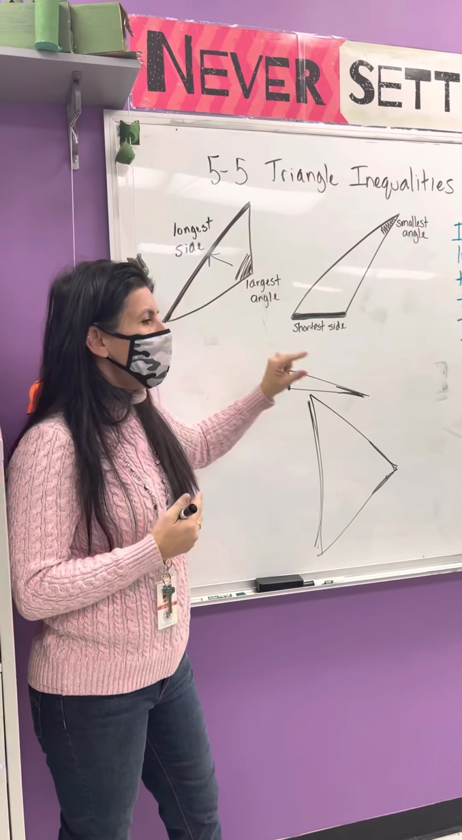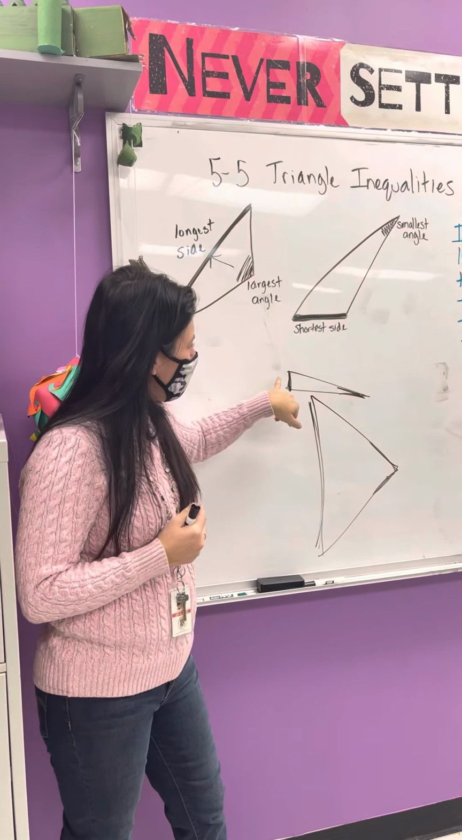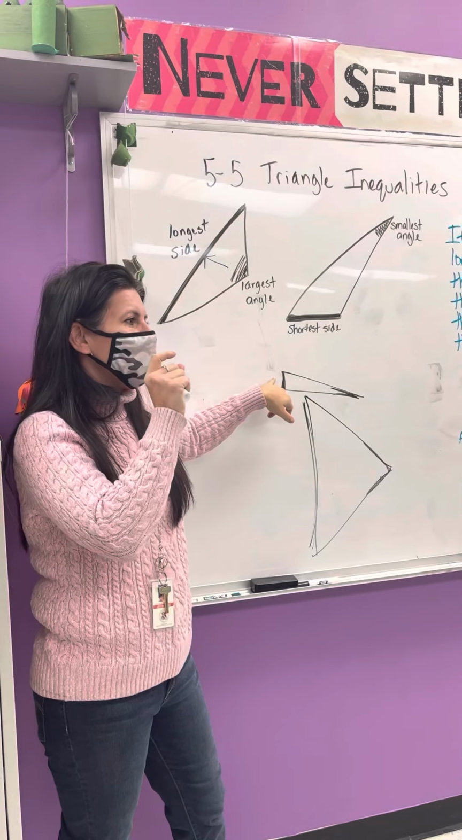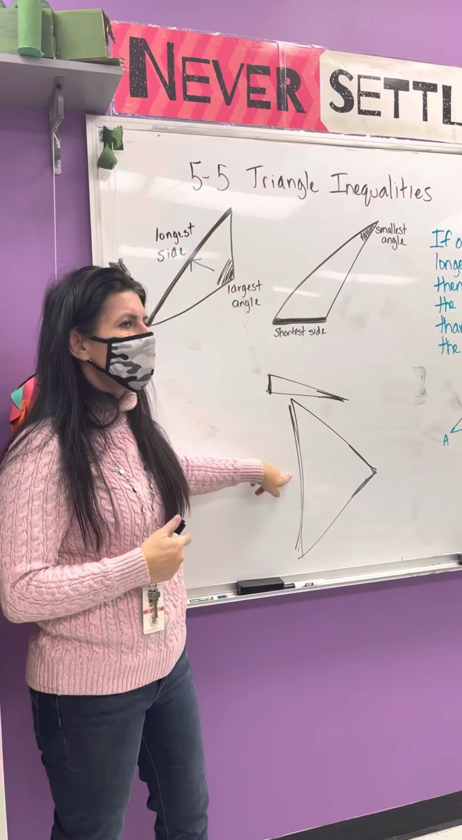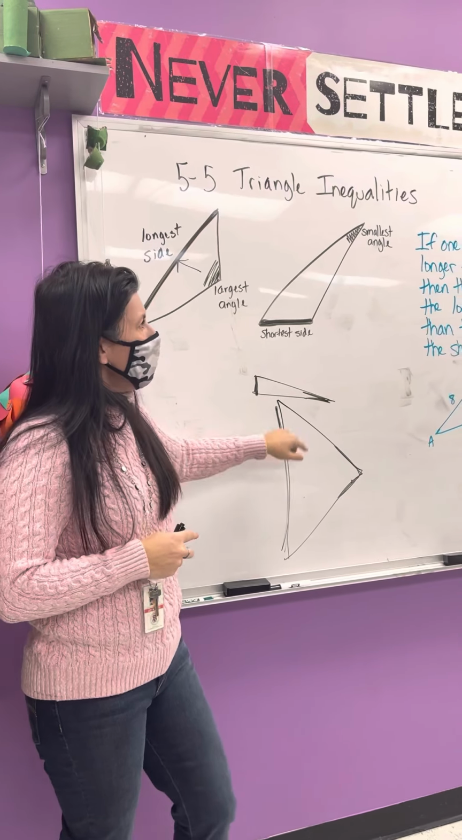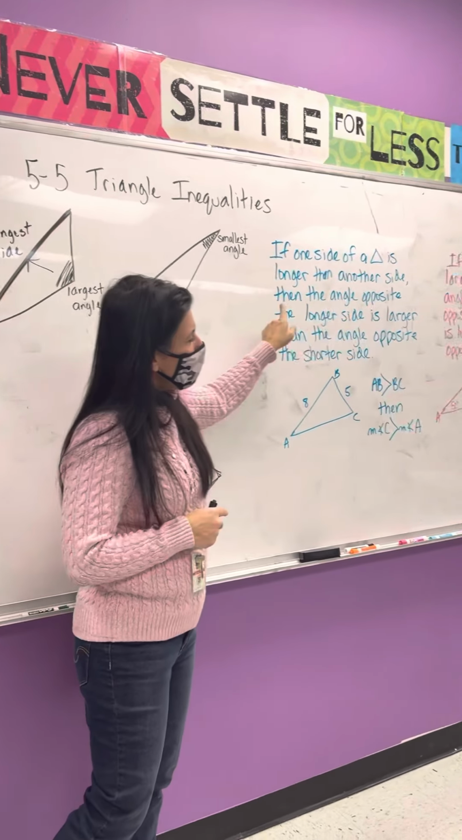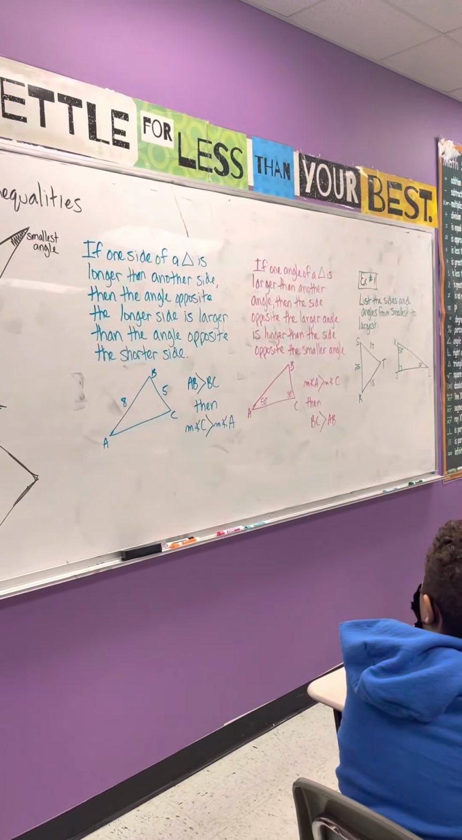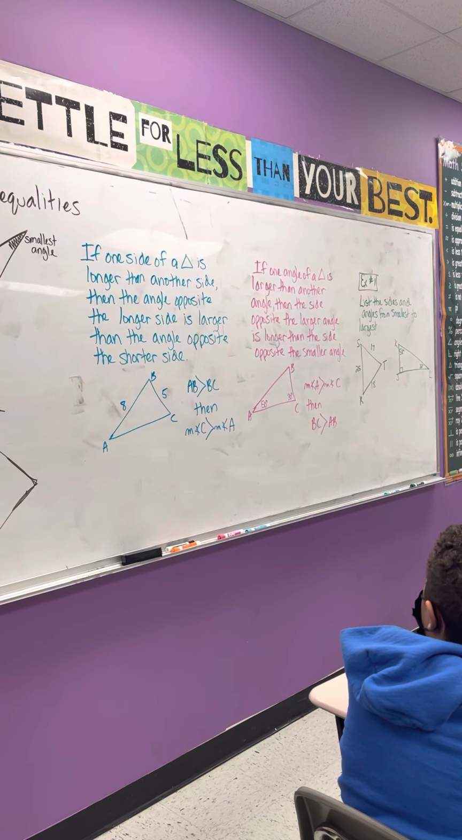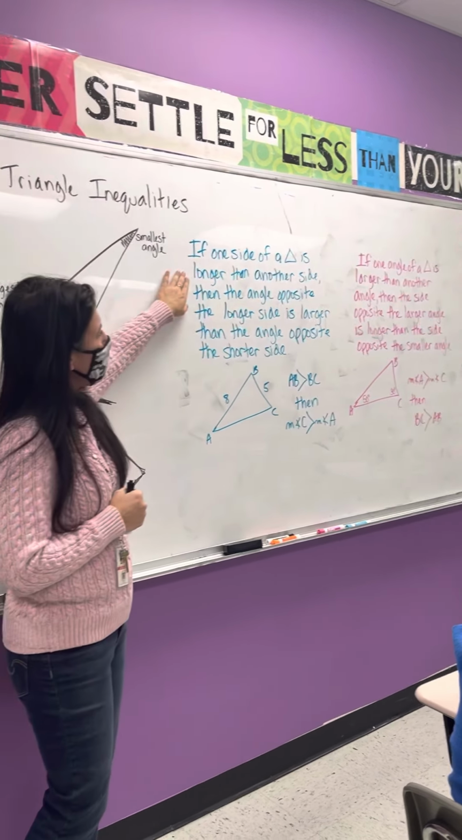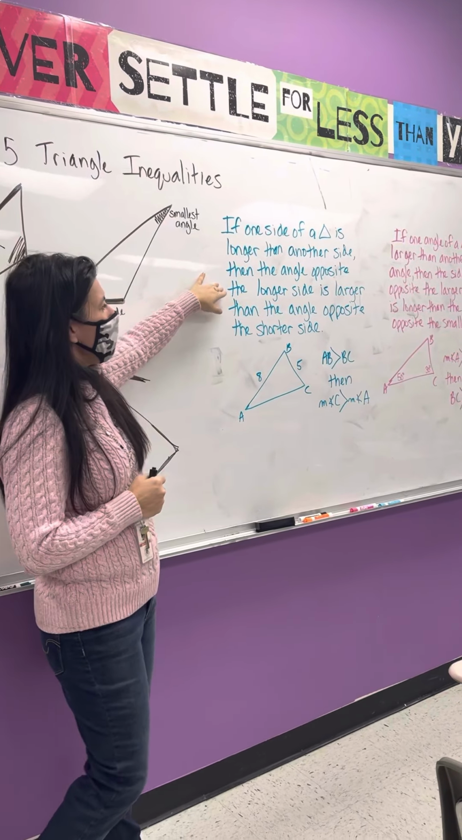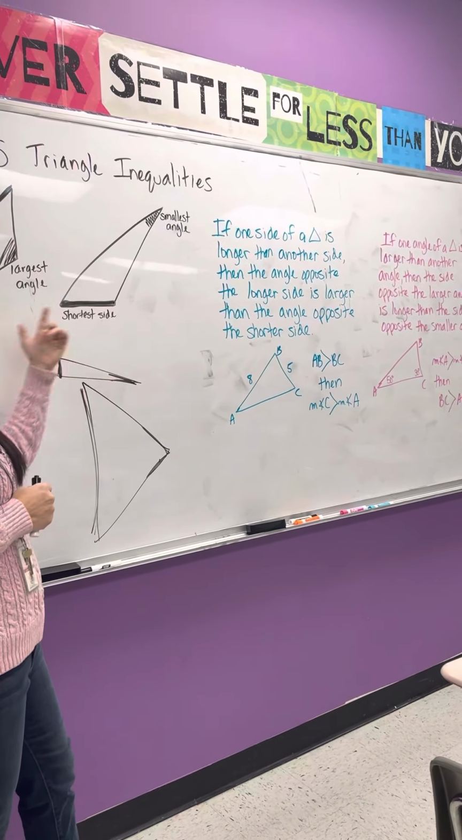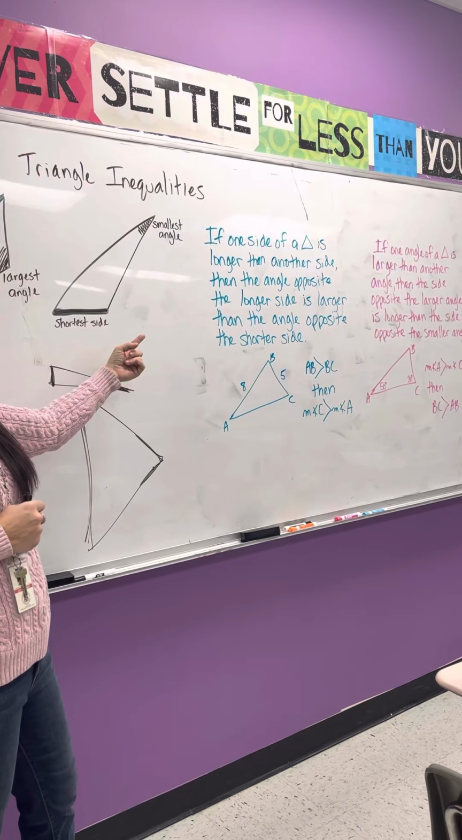Like I said, if the angle is open just a tiny bit like this one, then the opposite side is going to be a very small side. If it's open really large, then the opposite side is going to be a bigger side. So formally, the blue and the pink here are formal definitions. If one side of a triangle is longer than another side, then the angle opposite the longer side is larger than the angle opposite the shorter side. That's what I'm saying here in a more formal way.